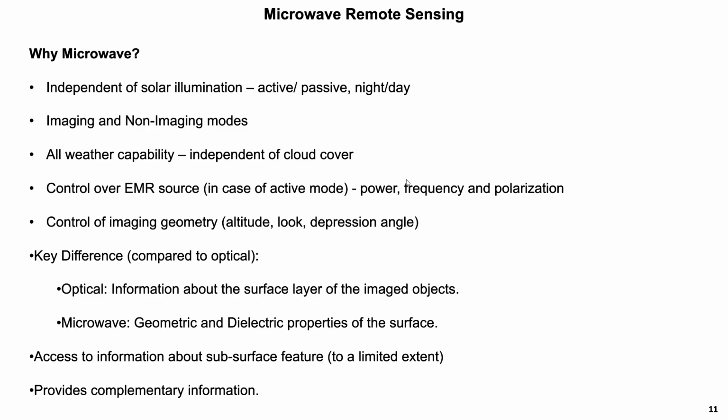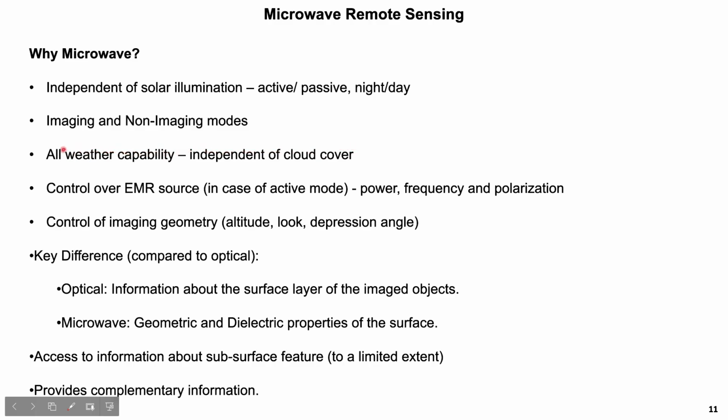Now I'll give a very quick intro about microwave remote sensing. We will cover this in greater detail in the upcoming sessions. First, why is microwave being used? Microwave is independent of solar illumination. Whether you have a source of electromagnetic radiation or not, you can do it in the active mode. For passive mode, you need the sun as the source of electromagnetic radiation. It is independent of day or night, so you can do it at any time, and it has both imaging and non-imaging modes. And the most important thing, it has all-weather capability.